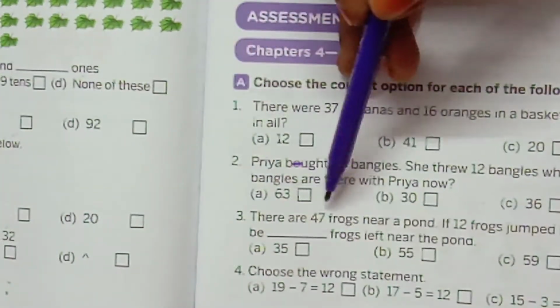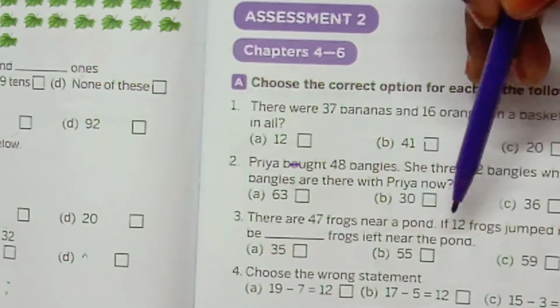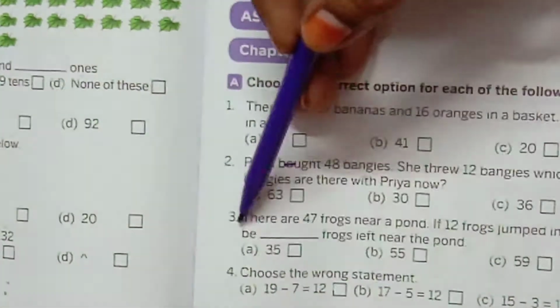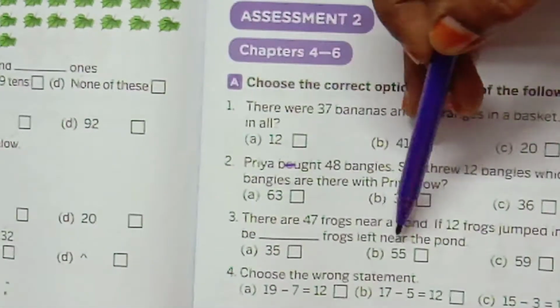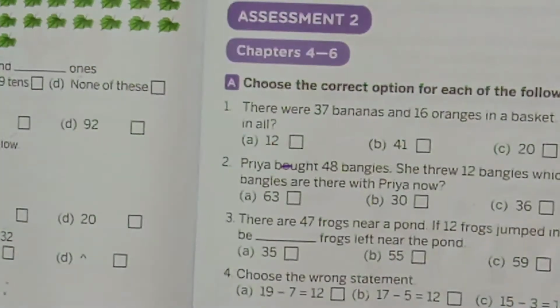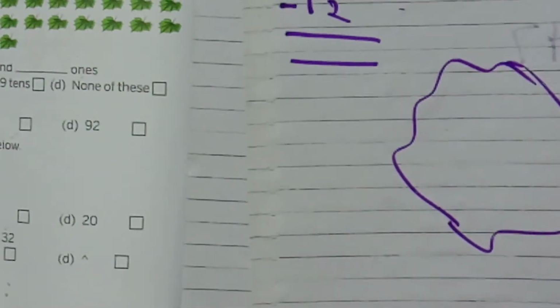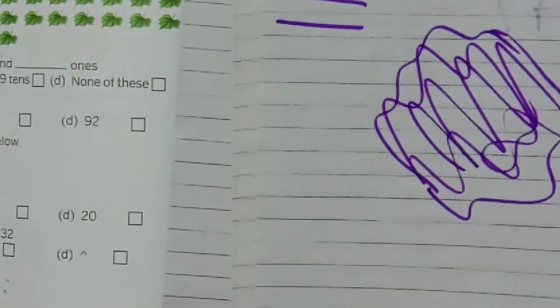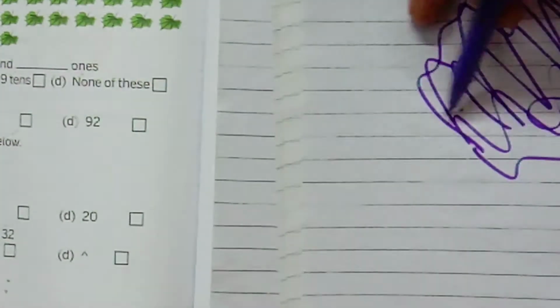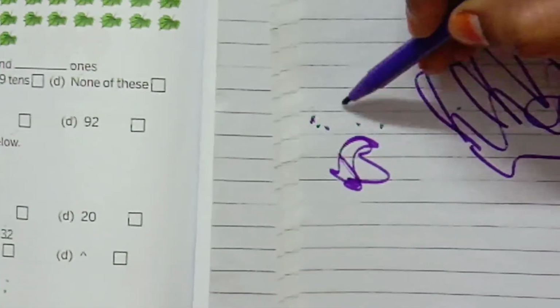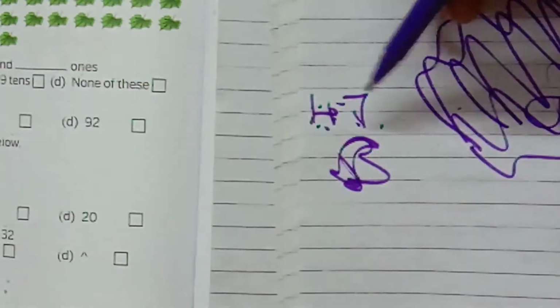There are 47 frogs near a pond. If 12 frogs jumped into the water, there will be dash frogs left near the pond. Children, do you understand? See, look here. What is a pond? See, this is a pond. In the pond, what is there? Water is there, right? Like a swimming pool. Okay, children. Where are the frogs? Near the pond. Here, how many frogs are there? Totally 47 frogs are there near the pond.